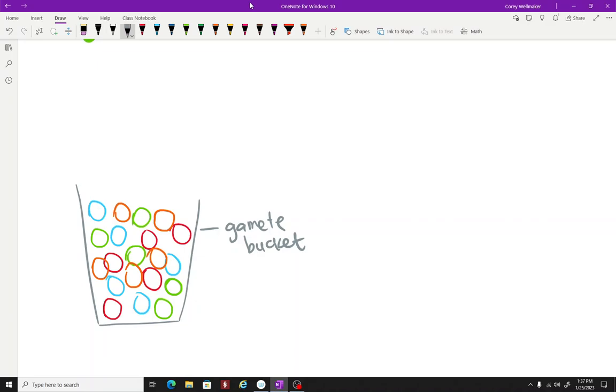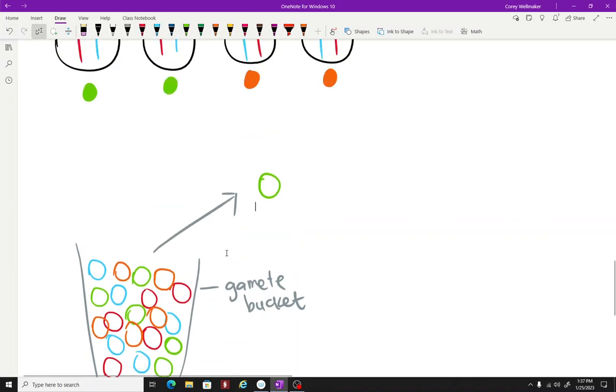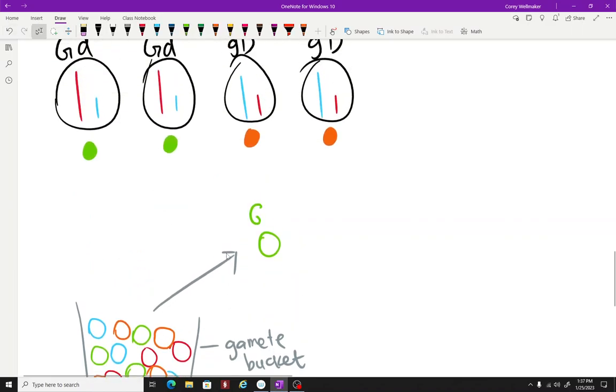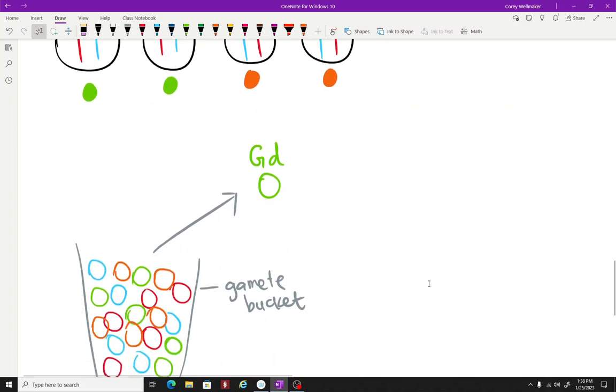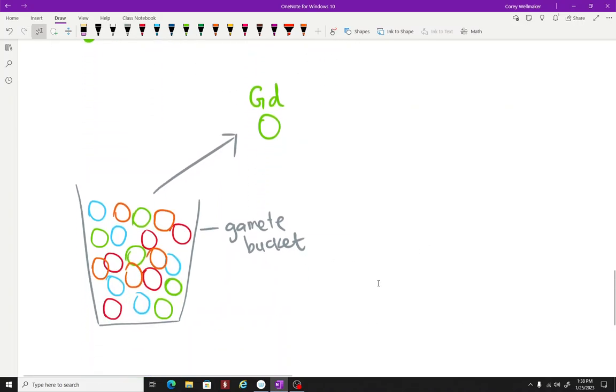And so when this organism goes to reproduce, they're essentially randomly drawing one of their marbles, one of the gametes, out of their gamete bucket, right? And so in this case, they happen to draw the green combination, which corresponds to a capital G, lowercase d combination. And that is the sex cell that they're going to contribute to the mating process.